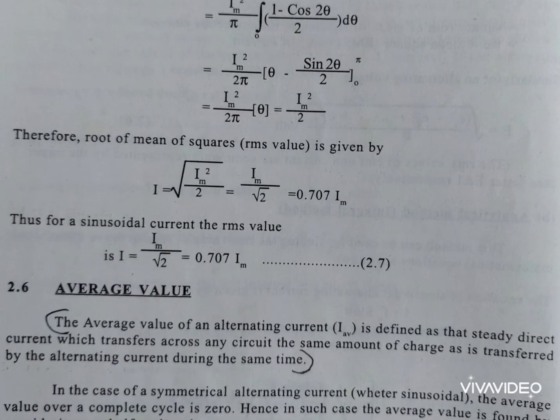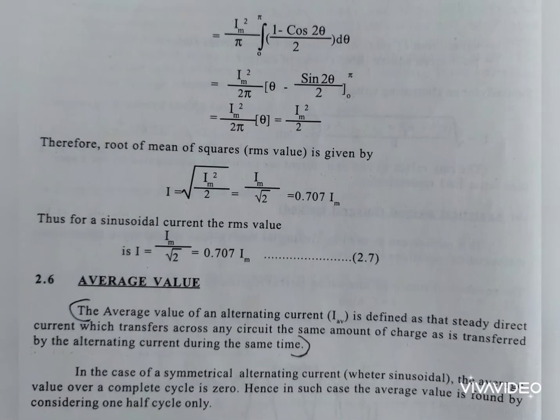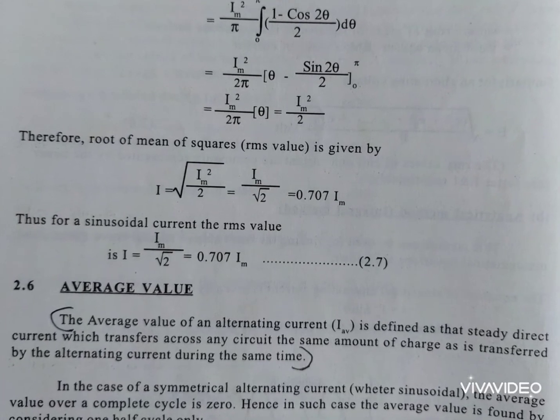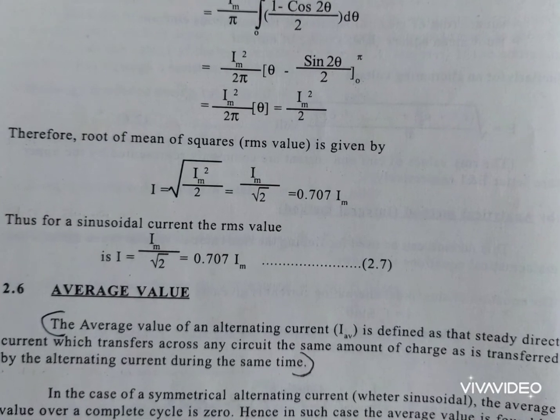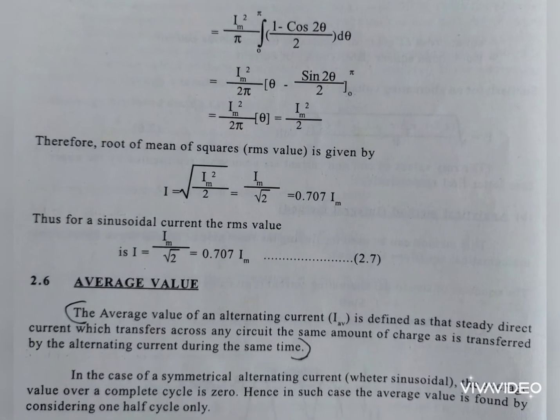Then the next is average value. The average value of an alternating current is defined as that steady direct current which transfers across any circuit the same amount of charge as is transferred by the alternating current during the same time.